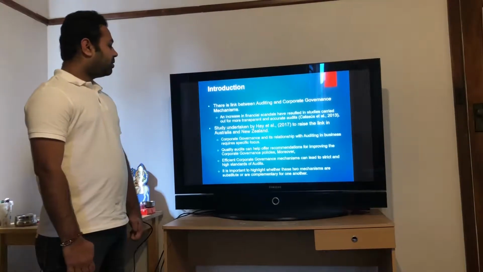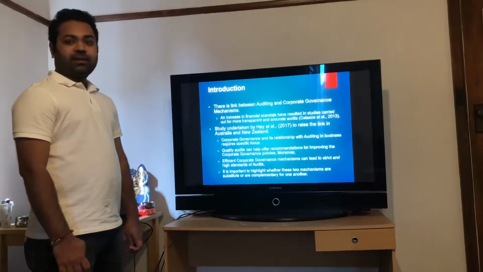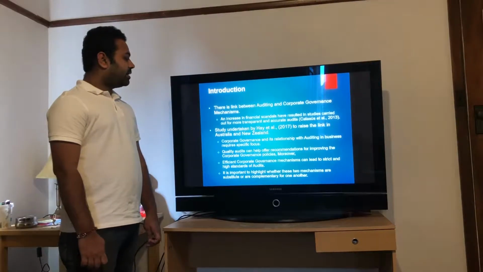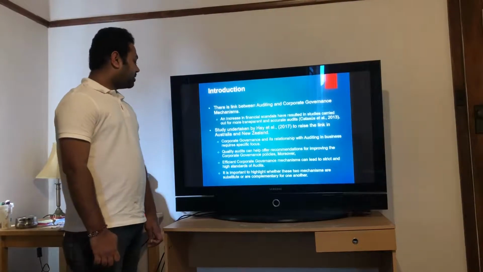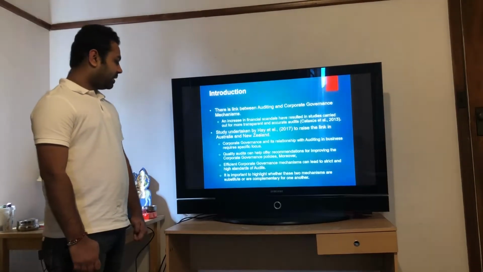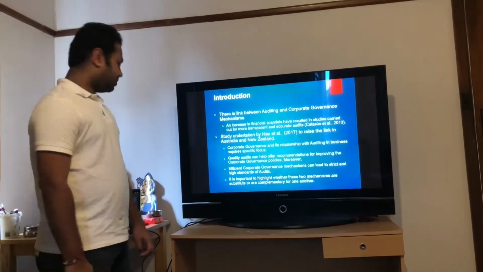Quality audits can help offer recommendations for improving the corporate governance policies and, moreover, an efficient corporate governance mechanism can lead to strict and high standards of audits. It is important to highlight whether these two mechanisms are substitutes or are complementary to one another.